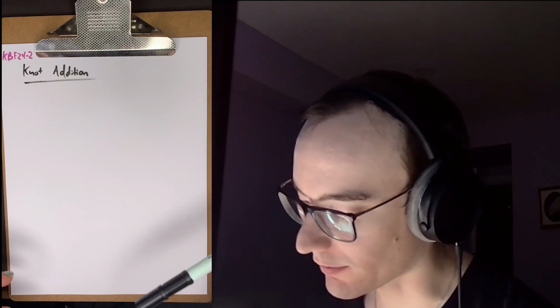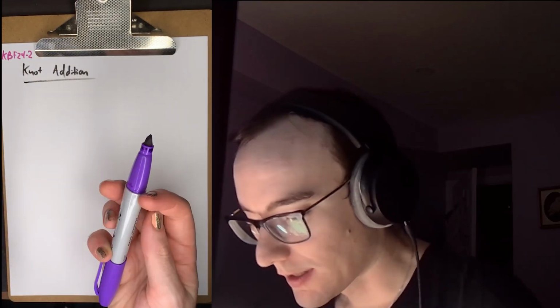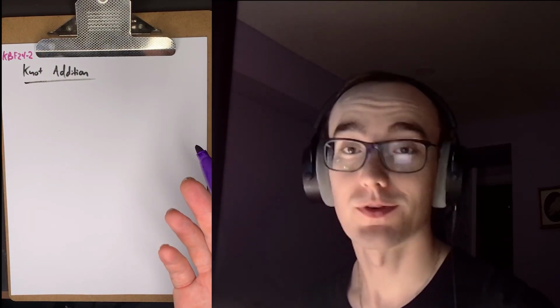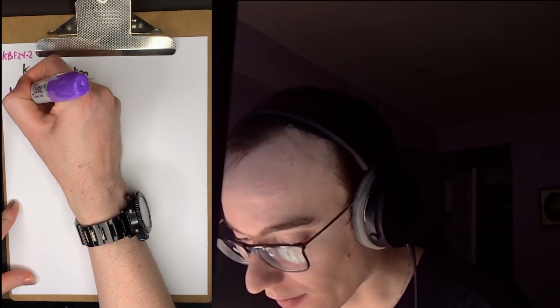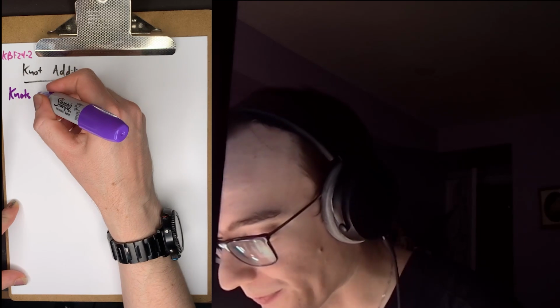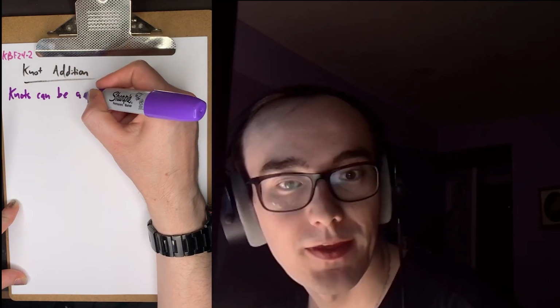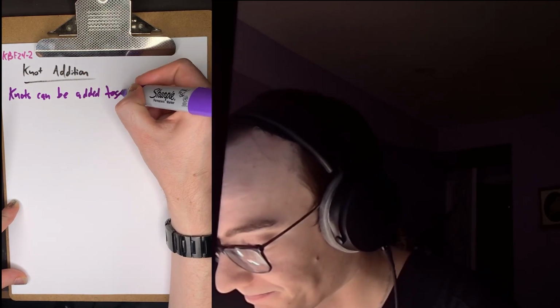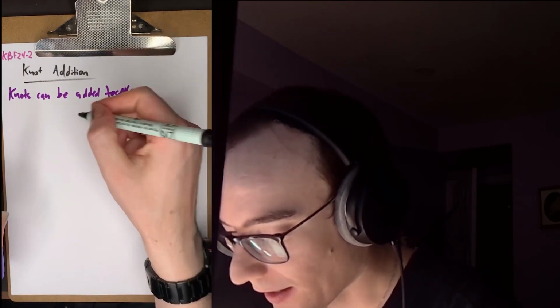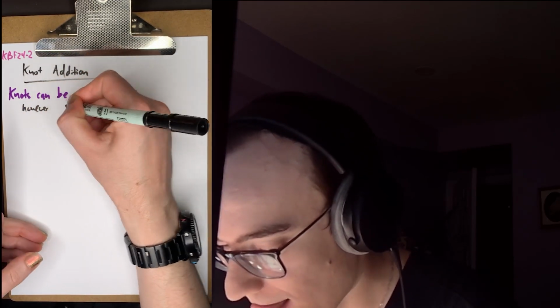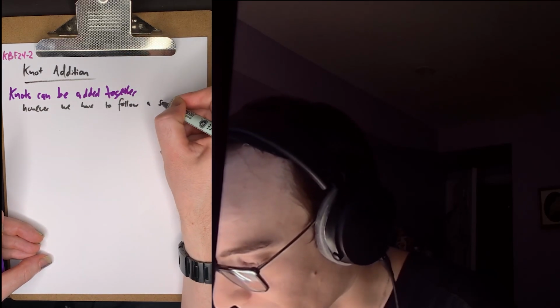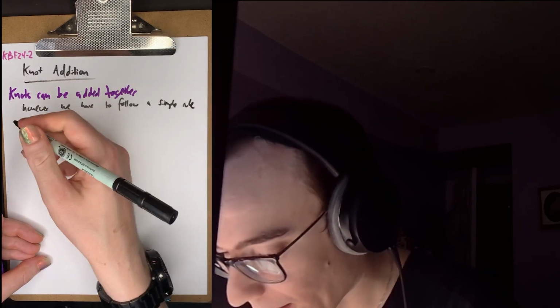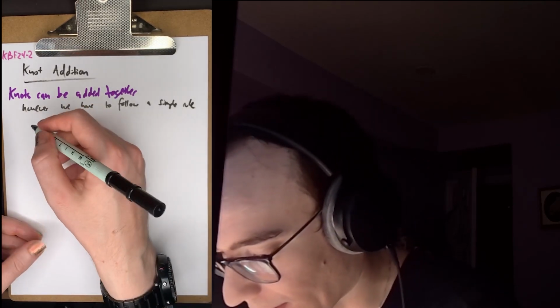This is the first one that introduces you to what mathematical knots are. You don't have to watch it if you don't want to, but you could. Where are you? There you are. So knots are pretty cool. They're basic things, and they can be added together, which is also pretty cool. Knots can be added together. However, we have to follow a simple rule. A simple rule.